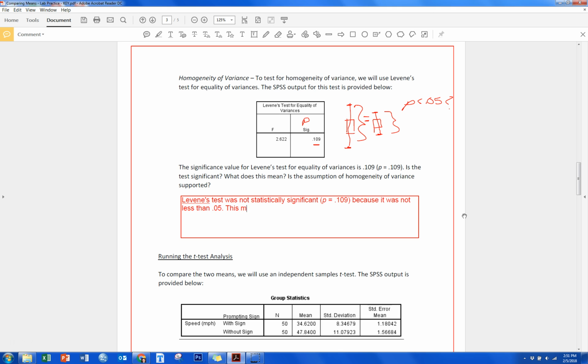Okay, this means that the variances of the two groups, the two conditions, the two samples, were equal. The assumption of homogeneity of variance was supported. Homogeneity means the same, so the assumption is that the variances are the same.